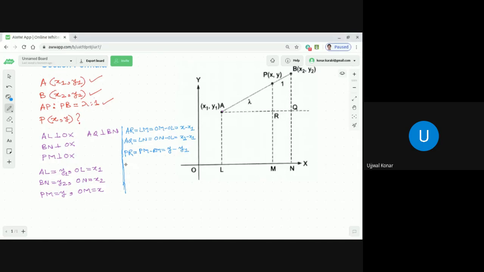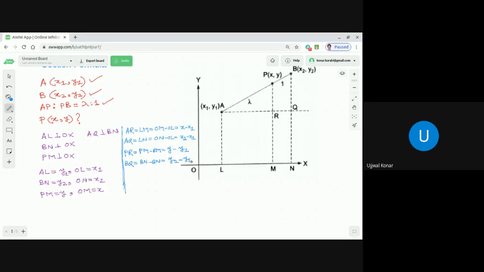And the next one we're going to find is BQ. And dear students, what is the value of BQ? BQ is equal to BN minus QN. Now what is the value of BN? The value of BN, we know Y2. And what is the value of QN? QN is nothing but AL, right? So what we get is that BQ is equal to Y2 minus Y1, correct?